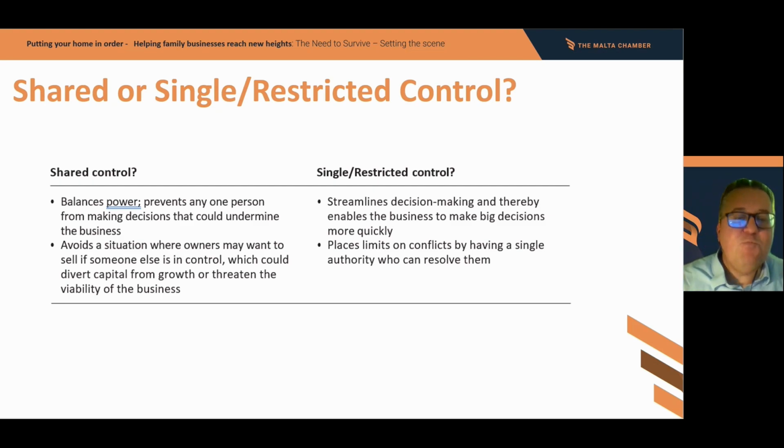It depends, obviously, on the circumstances of your family business and where you believe the greatest needs or the greatest risk lies. If it is in creating balance of power, in creating a situation of checks and balances, then you want a shared control. If it is in decision making and in avoiding conflicts, then you most probably would prefer having a restricted and exclusive ownership control model.